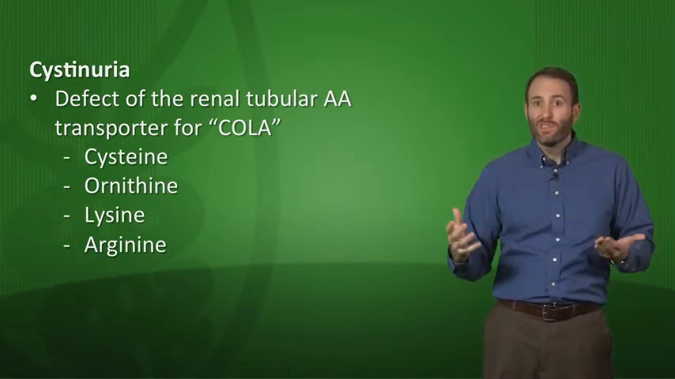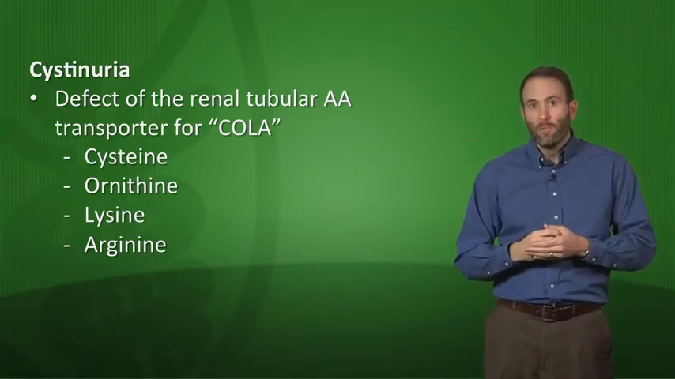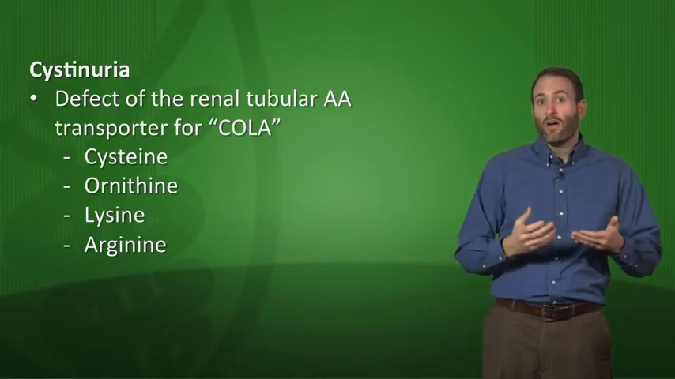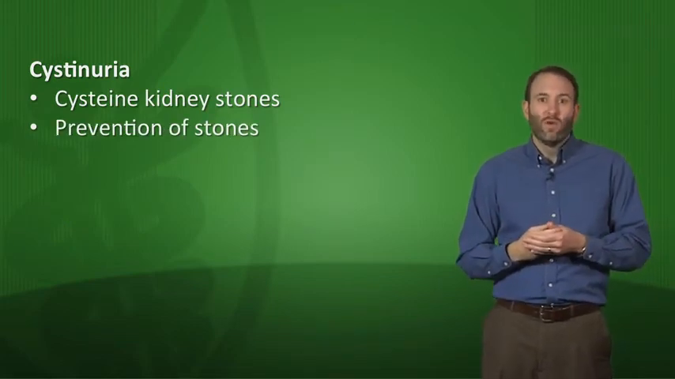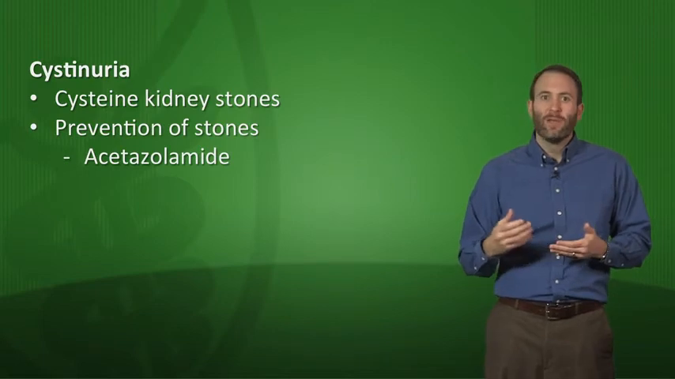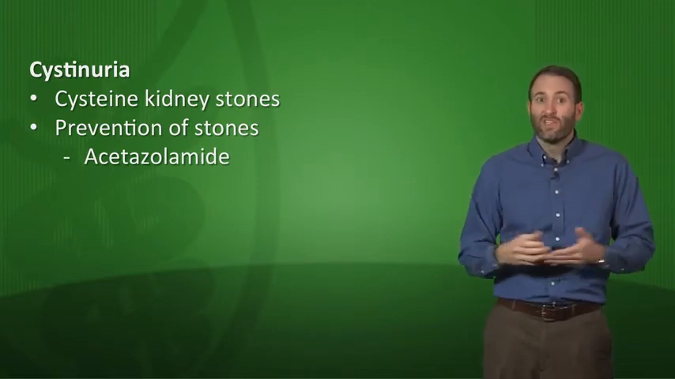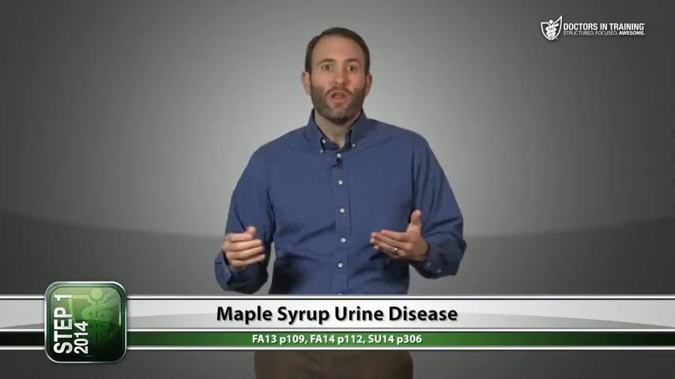Now, this transporter is normally found in the proximal convoluted tubule of the kidney. But with cystinuria, you have a defect of that COLA transporter in the proximal convoluted tubule. So why is cysteine in your urine a problem? Well, you can form cystine kidney stones. And the way that you can prevent this is with acetazolamide. So acetazolamide is a carbonic anhydrase inhibitor that's going to alkalize the urine, actually prevent the development of those kidney stones.